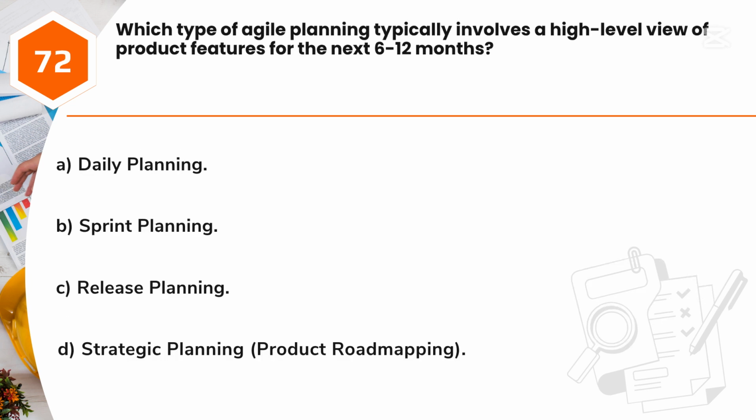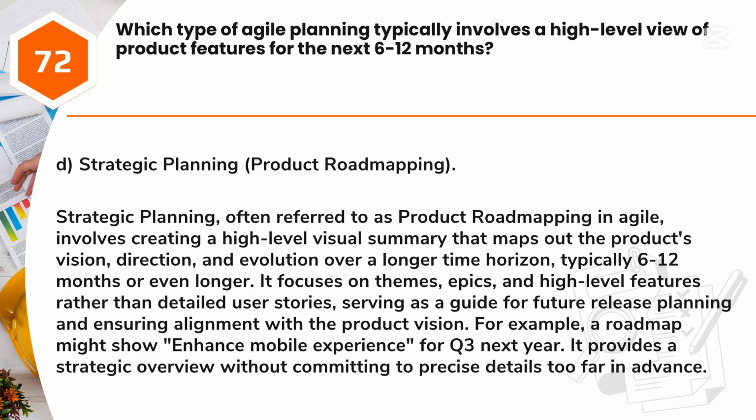Question 72. Which type of Agile planning typically involves a high-level view of product features for the next 6 to 12 months? A. Daily planning. B. Sprint planning. C. Release planning. D. Strategic planning, product roadmapping. Answer: D. Strategic planning, product roadmapping.